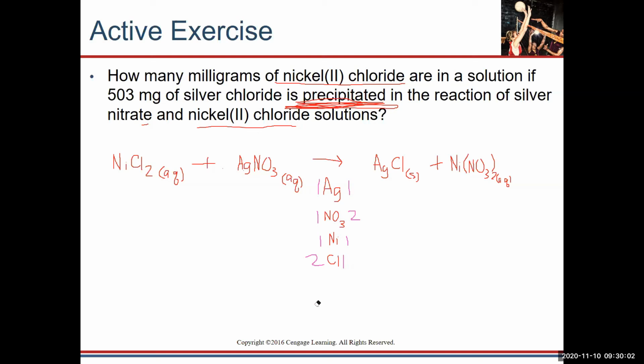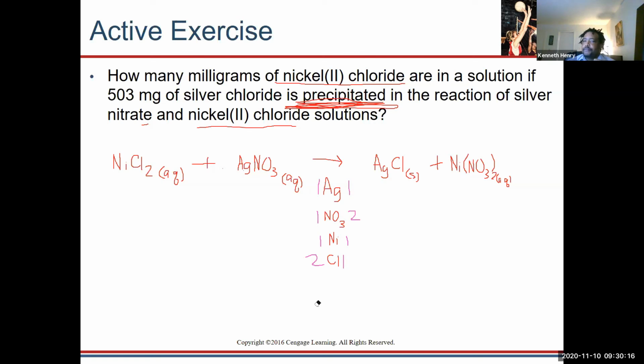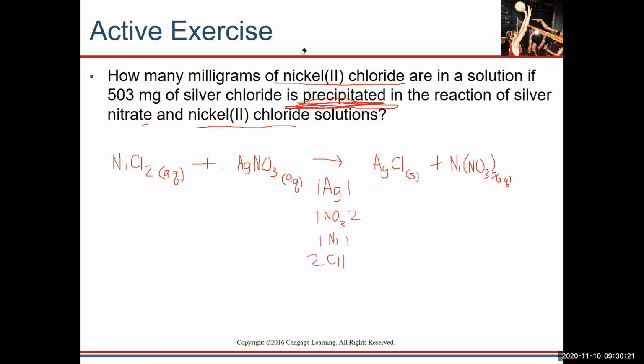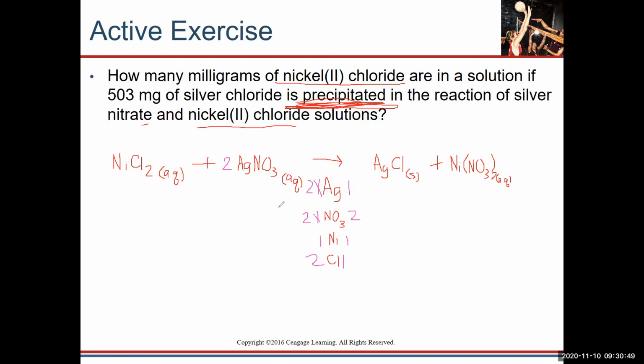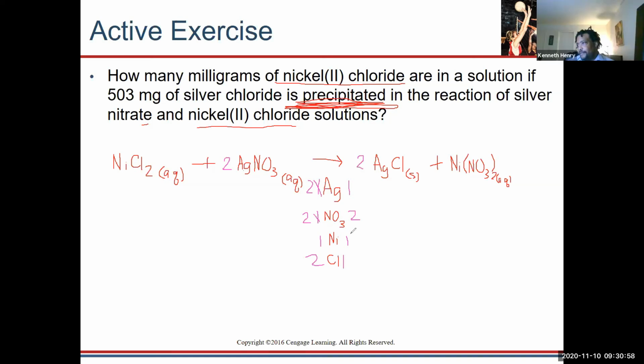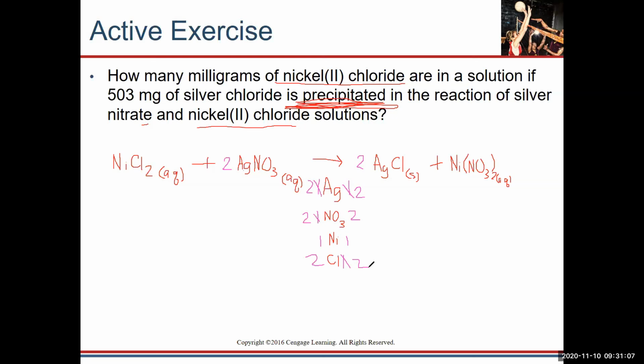Okay, is it balanced? No. What do I need to do to balance it? Multiply. By what and where? Multiply the silver nitrate by 2 on the left. That gives me 2 nitrates on each side, so my nitrates are balanced. Then multiply the silver chloride on the product side by 2. Now is everything balanced? Yes. Piece of cake.